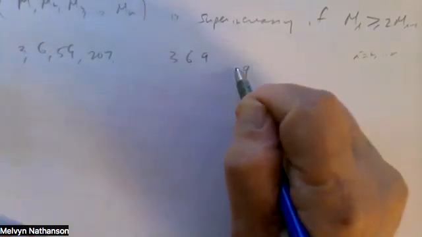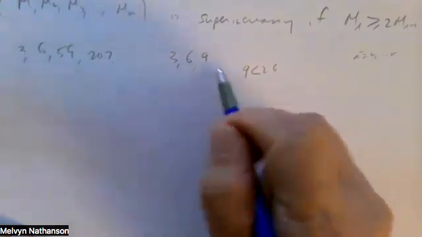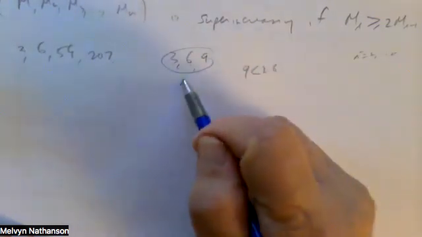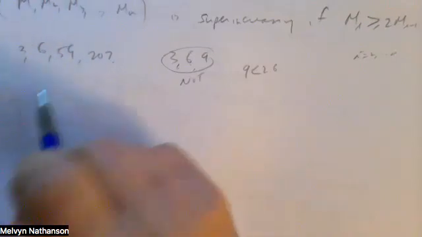If you take 3, 6, 9, this is not super increasing because 9 is less than 2 times 6. It's not greater than or equal to it. So this sequence is not. This sequence is super increasing.